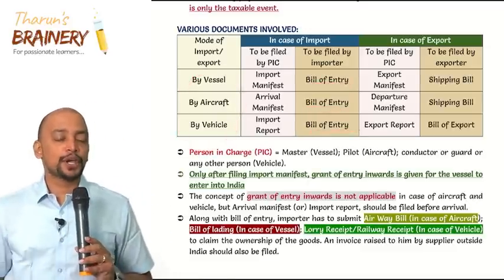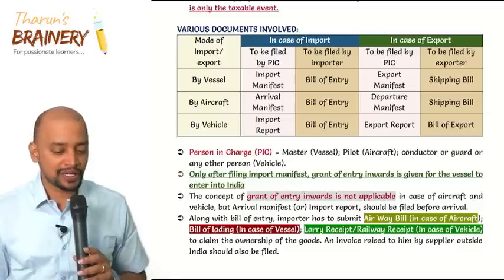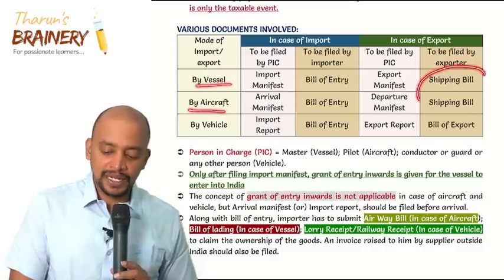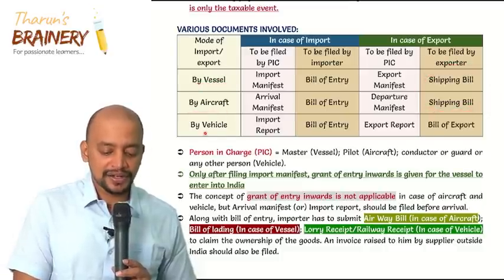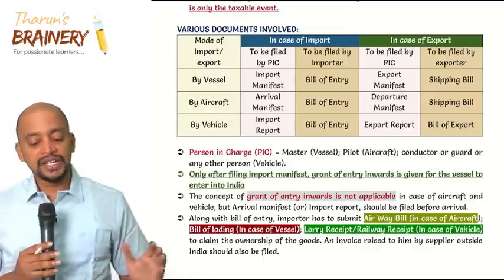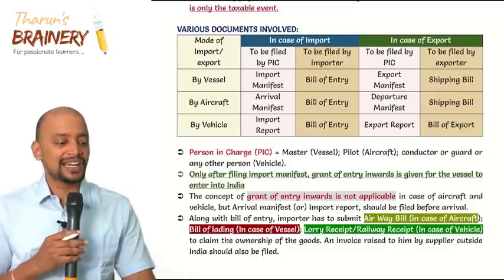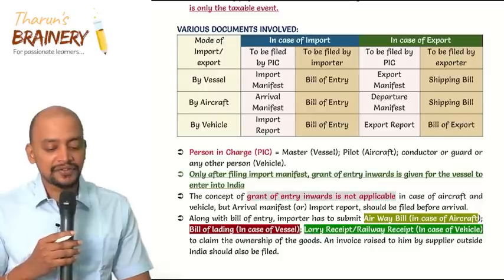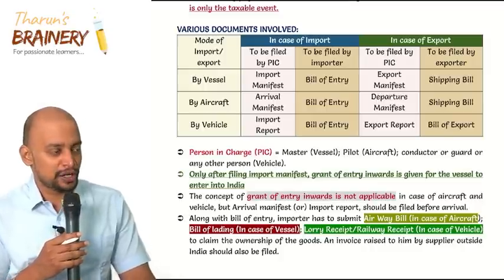Then what is the document to be filed by the exporter? In case of vessel or aircraft, the document name is shipping bill, and in case of vehicle, the document name is bill of export. Okay, shipping bill when, bill of export when. In case of vessel or aircraft, the document is shipping bill. In case of vehicle, the name of the document is bill of export.